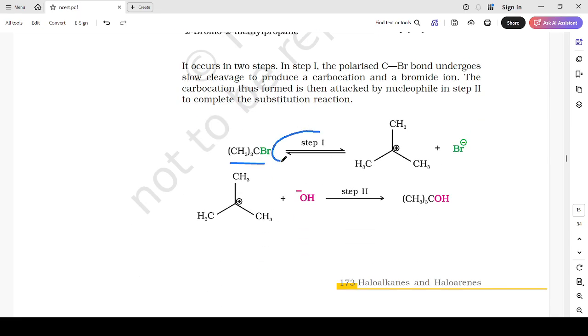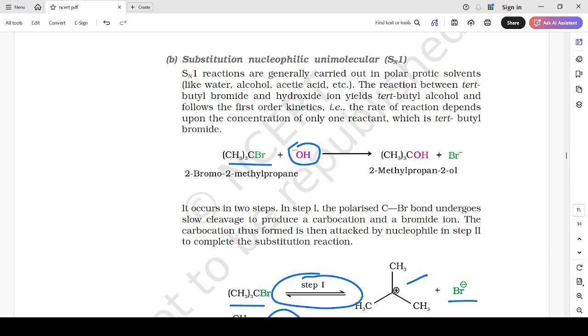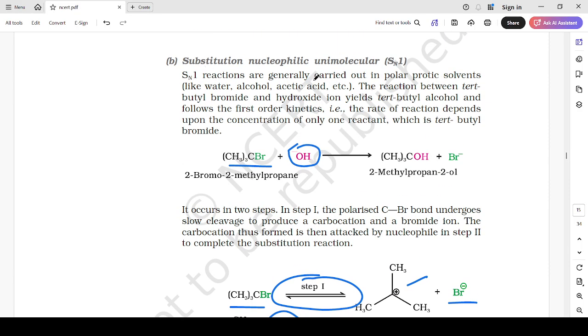The tertiary alkyl halide is in equilibrium in step number 1 because it is the slowest step, so definitely it will put up an equilibrium. Br minus left, so you created a carbonium ion. This carbonium ion is attacked by the nucleophile to form the final product here, right? So SN1 reactions, look, take the next one, are generally carried out in polar protic solvents. What do you mean by polar protic? Consider water, H2O.